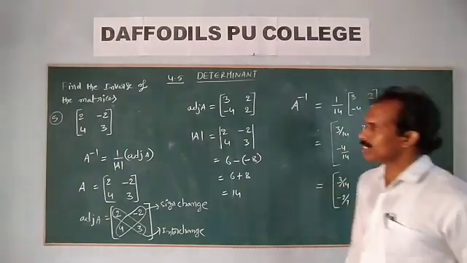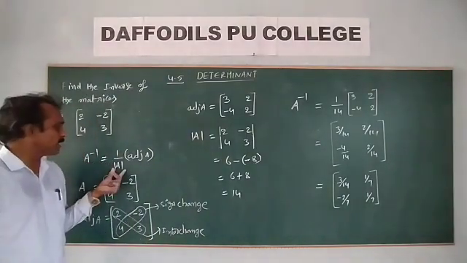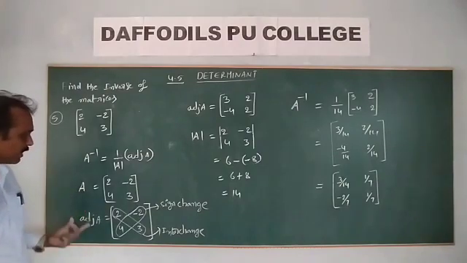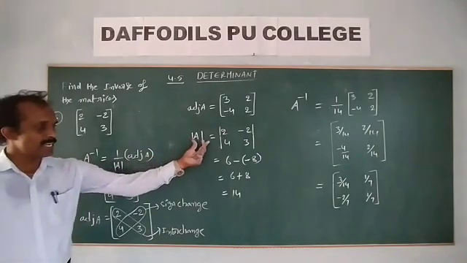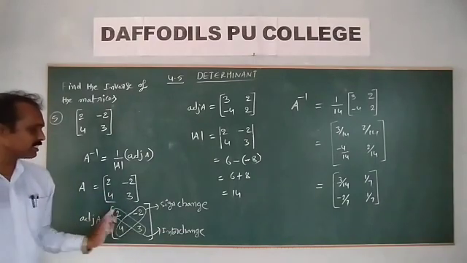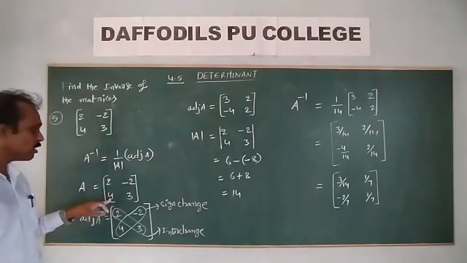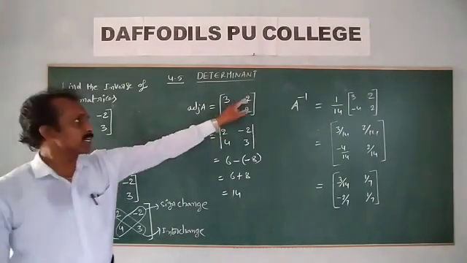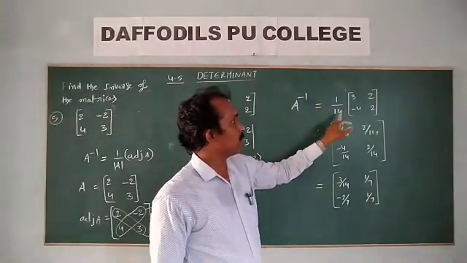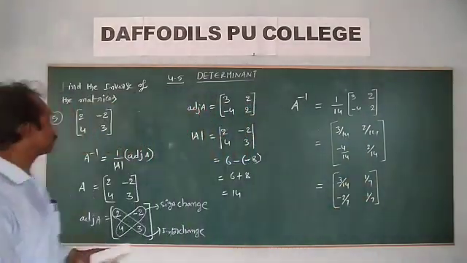So what is the A inverse? The formula is A inverse is equal to 1 by det A into adjoint A. First you find adjoint A or det A, no problem. Det A value is 14. Adjoint A direct method: first and fourth elements interchange. Next, second and third elements sign change. Next, A inverse is equal to 1 by det A of adjoint A. This is the final answer, A inverse.